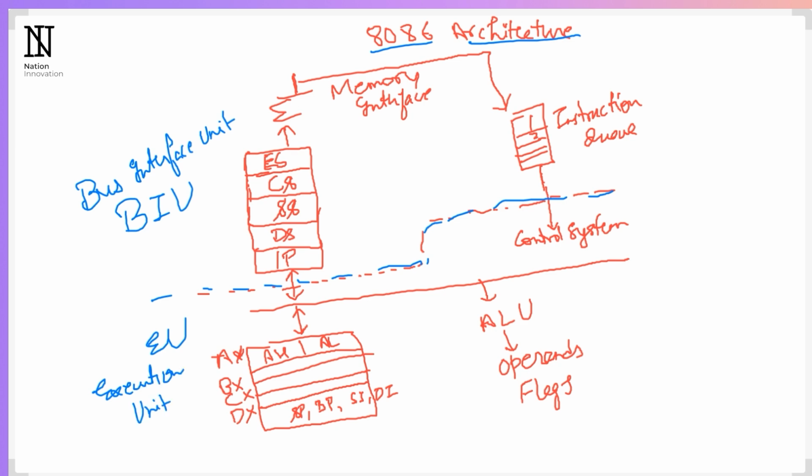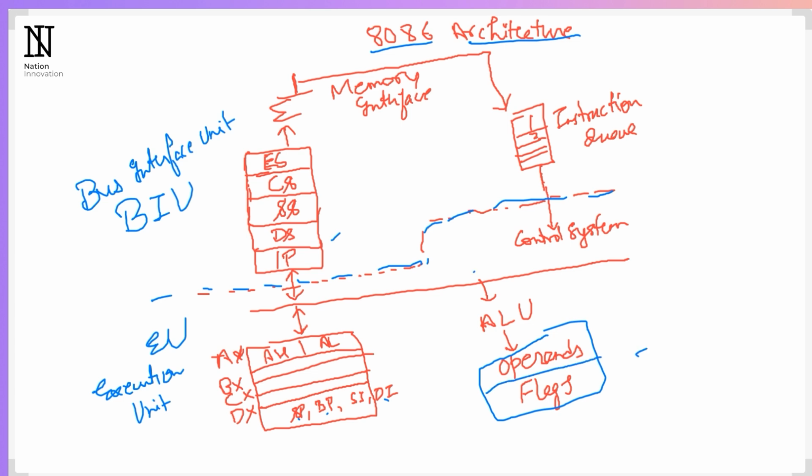Now, this BIU contains the memory interface and the instruction queue, the list of instructions which need to be executed. A control system is there which is shared between BIU and EU. All these segment registers, extra segment, code segment, stack segment, data segment, and the instruction pointer, are part of BIU. And the registers, accumulator AX, BX, CX, DX, stack pointer, base pointer, source index, destination index, all are part of the execution unit. Also, the execution unit contains the ALU, that is the arithmetic logic unit, as well as the operands and flags.